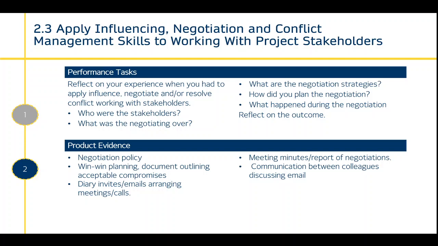Reflect on your experience where you have had to apply influencing, negotiation and or resolve conflict while working with stakeholders. Who were the stakeholders? What was the negotiation over? What were the negotiation strategies? How did you plan the negotiation and what happened during the negotiation? Reflect on the outcome. Product evidence would be negotiation policy, win-win planning, a document outlining acceptable compromises, diary invites and emails arranging meetings or calls, meeting minutes, a report of negotiations, or communications between colleagues discussing conflict or negotiation.